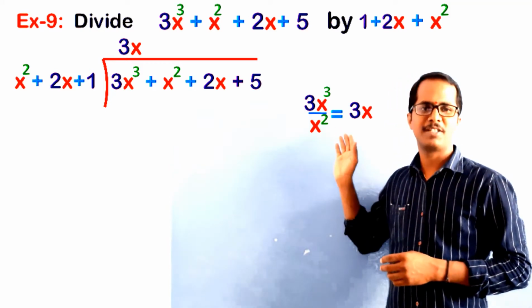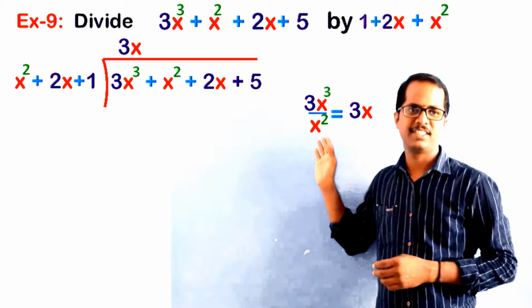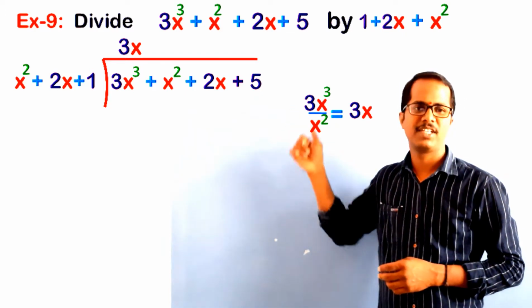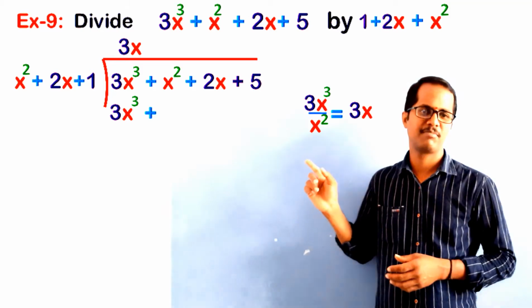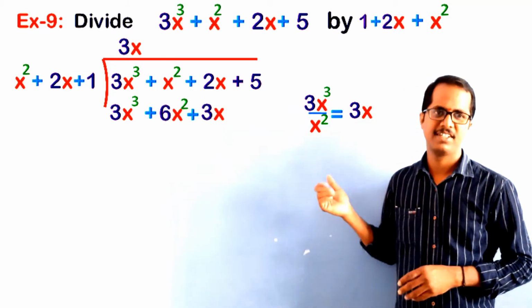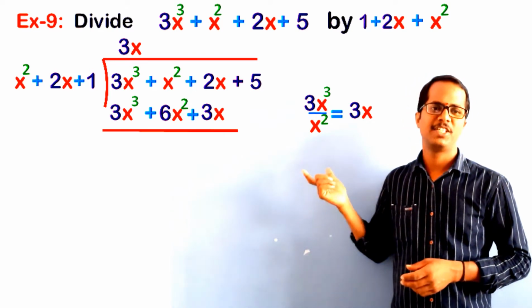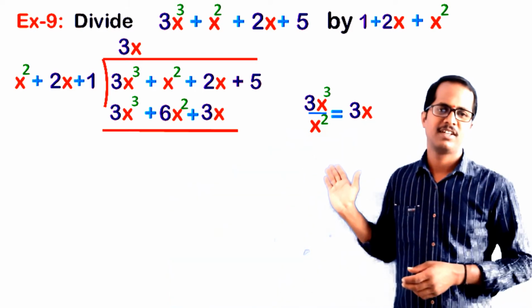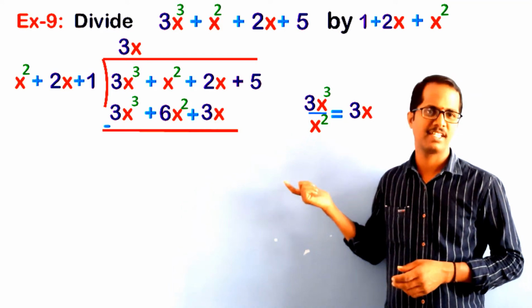So now we need to multiply this 3x with the divisor, that is x square plus 2x plus 1. So by multiplying this, we get 3x cube plus 6x square plus 3x. Now we need to subtract this product from the dividend. For that, we need to change the signs of this product. So here all the terms have the plus signs. So by changing them, we get minus signs.